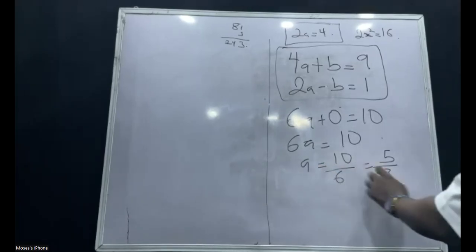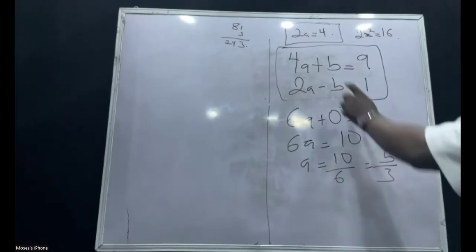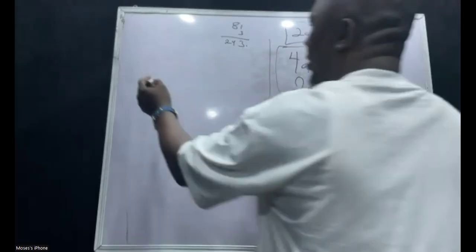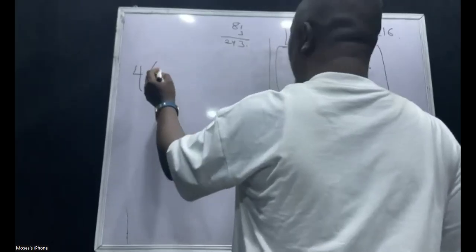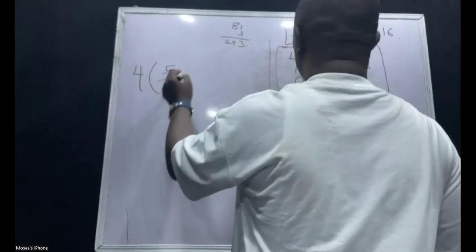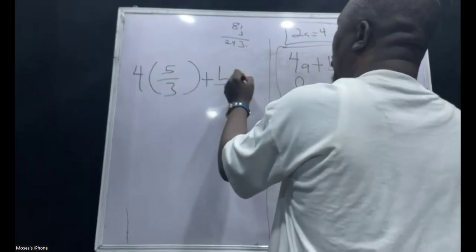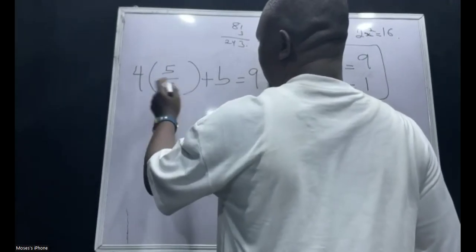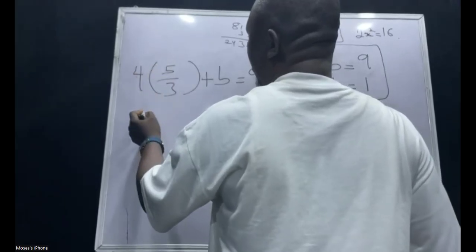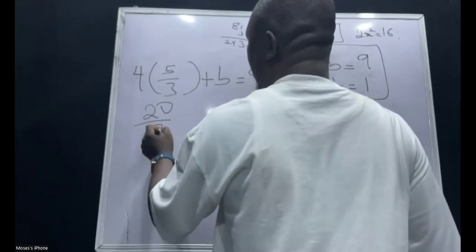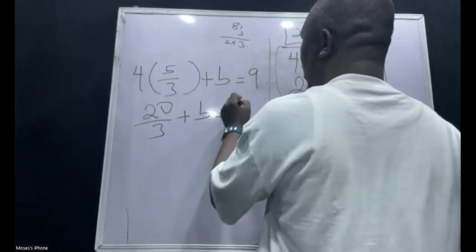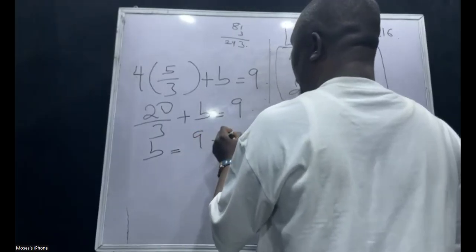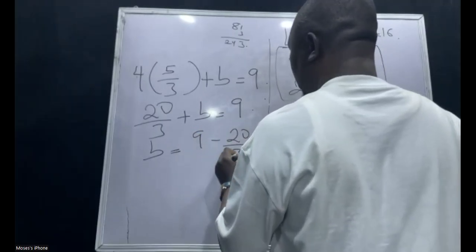Since you have A to be 5 over 3, you're going to substitute 5 over 3 for A in one of your equations. Therefore, you're going to have 4 times 5 over 3 plus B equals 9. Now, 4 times 5 is 20, so 20 over 3 plus B equals 9. Now, your B will be 9 minus 20 over 3.